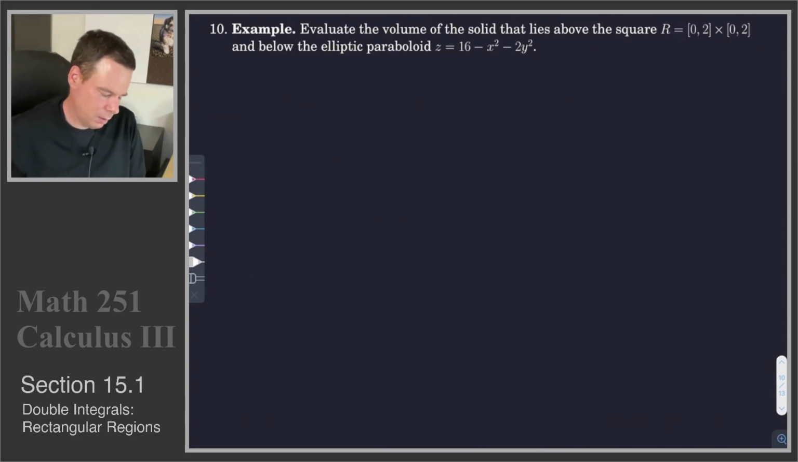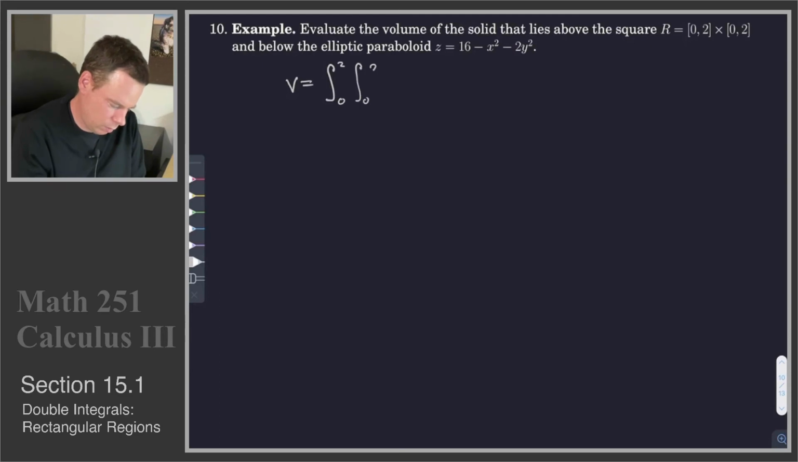This one comes back to the motivating problem at the beginning, the paraboloid, integrated over the square, 0 to 2, 0 to 2. So now we'll find the exact value using our techniques of iterated integrals. We are interested in finding the volume, so that is the double integral from 0 to 2, 0 to 2 of 16 minus x squared minus 2y squared, dx dy or dy dx. We can do it in any order. We'll do it dx dy.